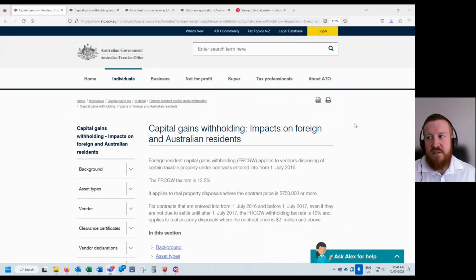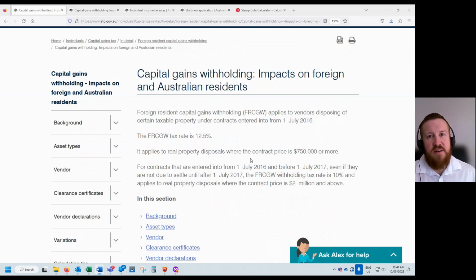So what are the basics of this tax? Well, it applies to somebody who's a foreign resident. If you are a resident, you simply apply for a CGT withholding clearance certificate. This tells the ATO you don't need to pay the 12.5% tax. It applies when a property is sold for more than $750,000. If you don't get a clearance certificate, even if you're a resident, you will still need to pay the tax. You need to get the paperwork in order. But today we're talking about how this applies to non-residents who are liable for this tax.